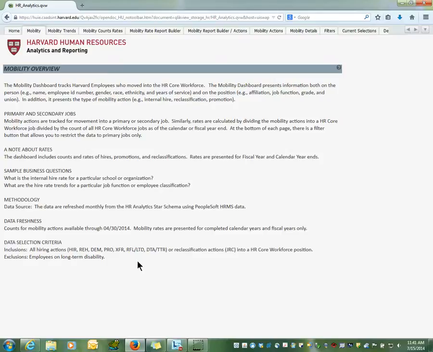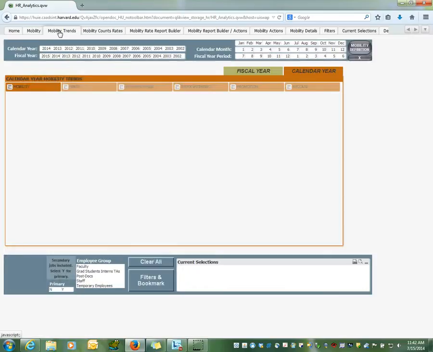Finally, this overview page gives you the information about which actions were included to gather this information. So you can see here, this is the list of the actions. It's hires, rehires, demotions, promotions, transfers, return from leave, and DTA, temp to regular. And also reclassification actions of JRC are included in these as well. The next sheet is the trends page.